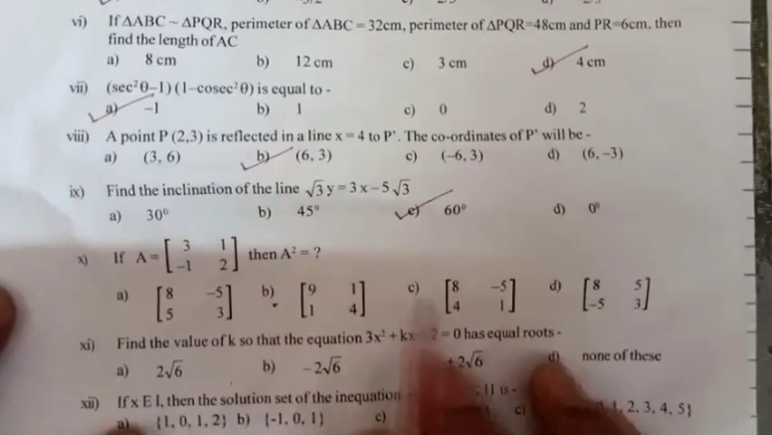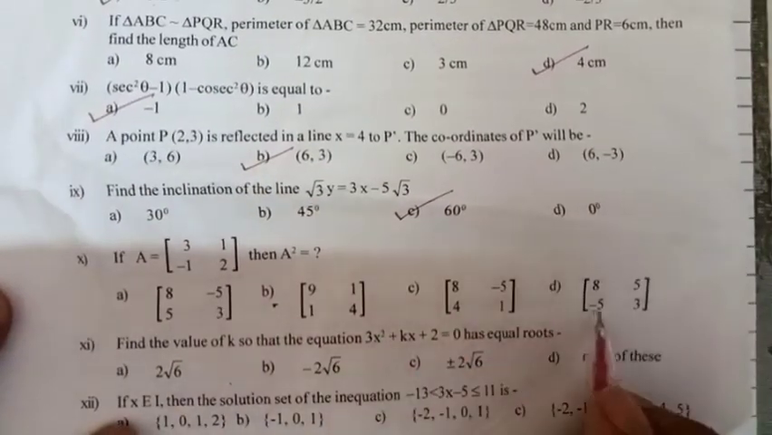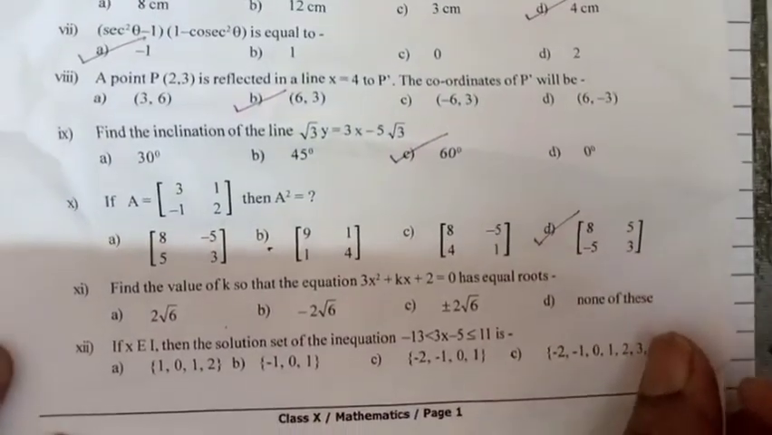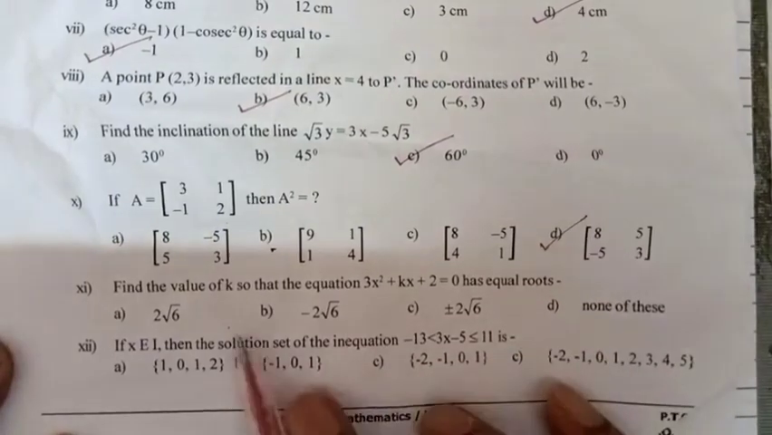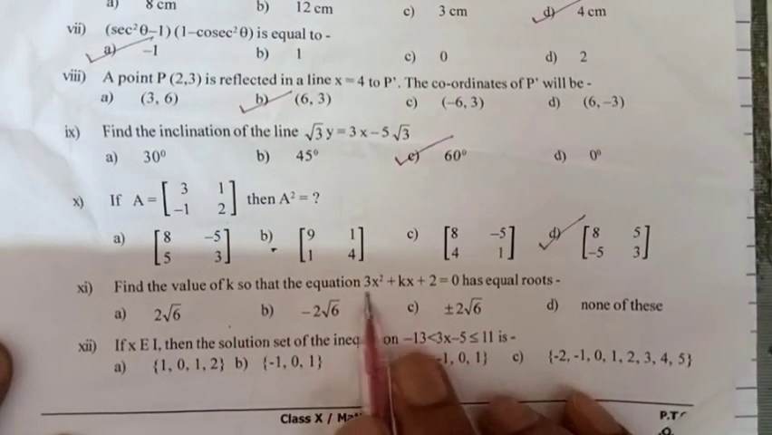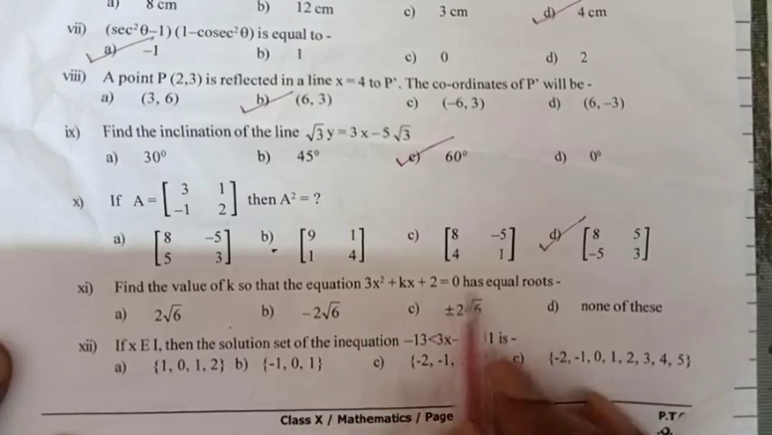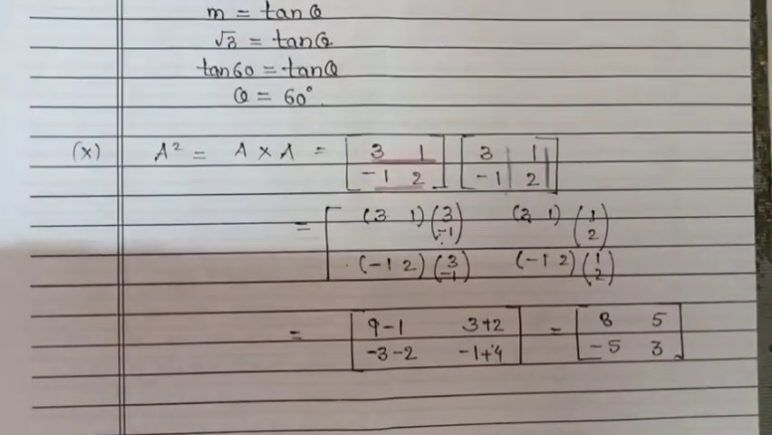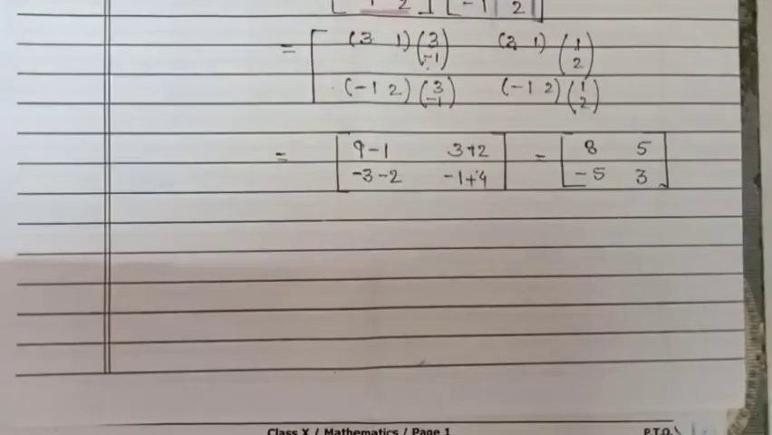So that means this 10th part. So in the 10th part your option will be D1. See, 8 5 minus 5 3. Now this one, see, find the value of k so that the equation, this is a quadratic equation given to you, has equal roots. Now the equation is having equal roots. Okay, so let's see this one.